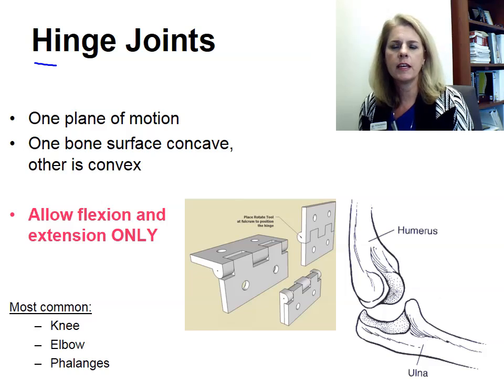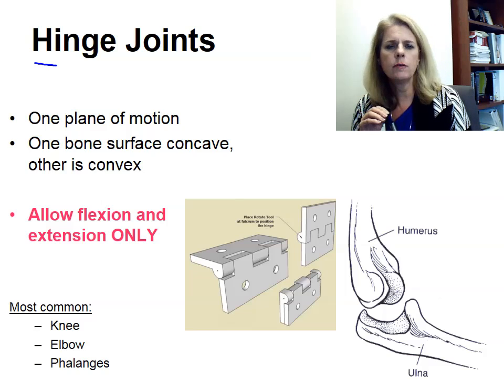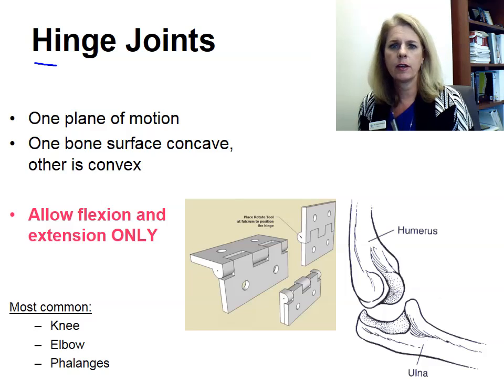So the first one is the hinge joint. These only move in one plane of motion. You may see the term uniaxial. They only move in one axis. Think about the door. A door closes and opens, closes and opens. It only goes in one direction. So the movement that a hinge joint allows is flexion and extension.